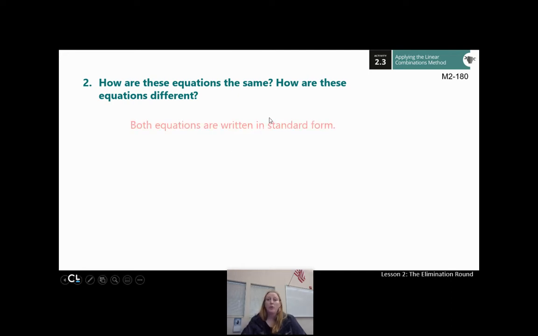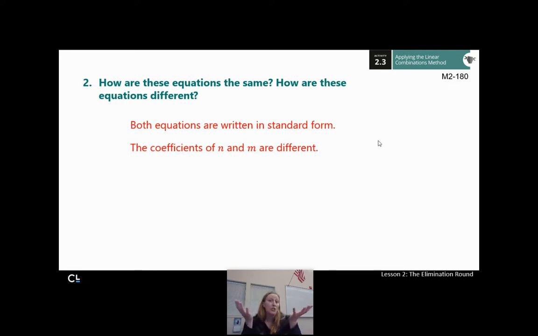So both equations are in standard form, and that's generally what we like if we're going to use linear combinations. We want our equations in standard form. And the difference is, of course, the coefficients. My coefficients for n and my coefficients for m are different. Different number of nights, different number of meals. So they're going to be different. That's just how it's going to go.